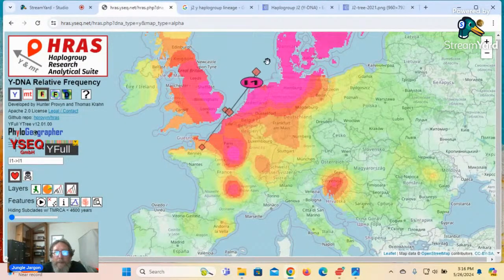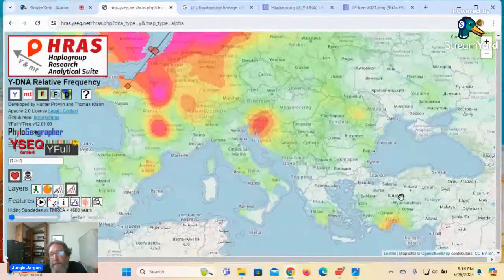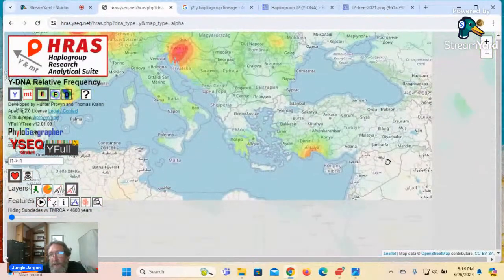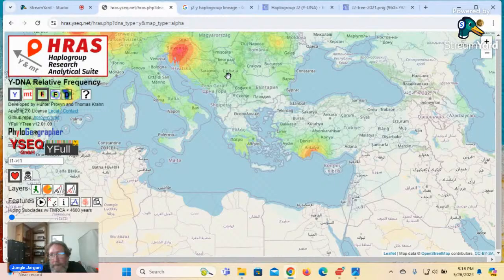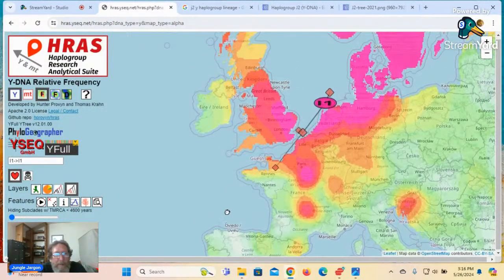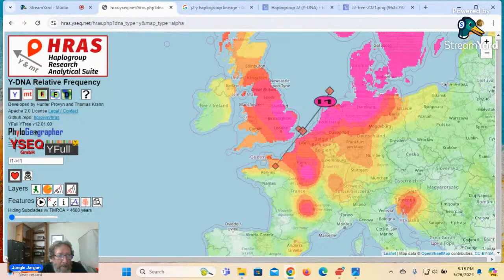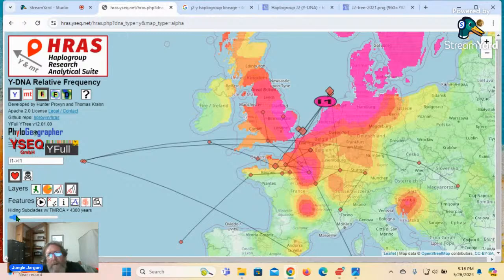So I'm a little bit skeptical that it starts off in this area here, especially being that it branches off from the J1 and the J2, so it's Semitic. It's not Germanic. It's Semitic. So let's just see how it progresses here, how it spreads out. Okay, so watch this spread out a little bit.